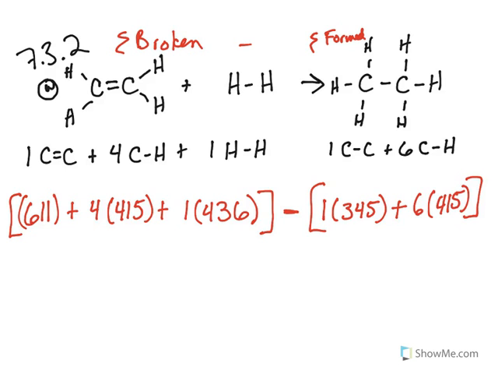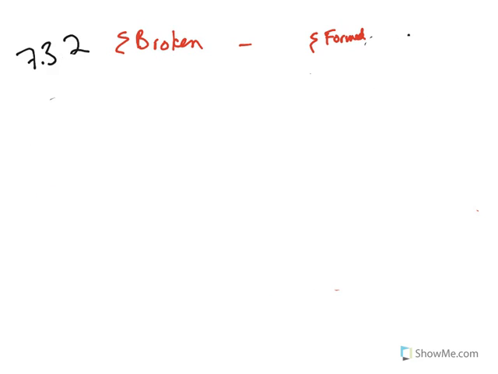So when we add up those two sums and then subtract them from each other, we'll find that delta H is equal to negative 128 kilojoules. We do not have to do kilojoules per mole because we multiplied by the molar coefficients from the equation, so we accounted for the moles already.